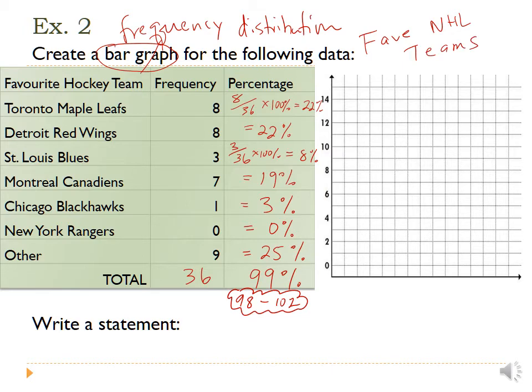The next thing, label your axis. So your y-axis, it's going to be hard to squeeze this in, but this is always going to be frequency. And then along the x-axis, this is going to be your x column. So this right here. There's our x. So this was our, we'll just call these the teams. I'm going to write them down here.